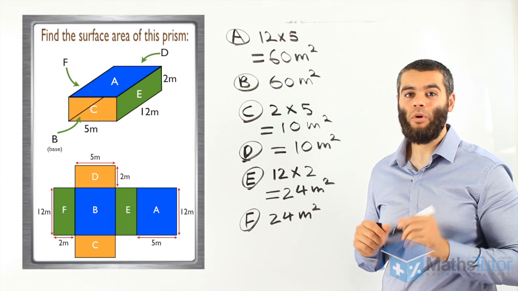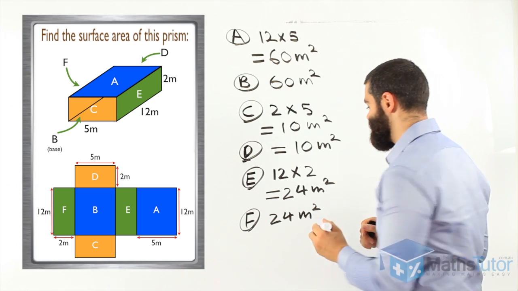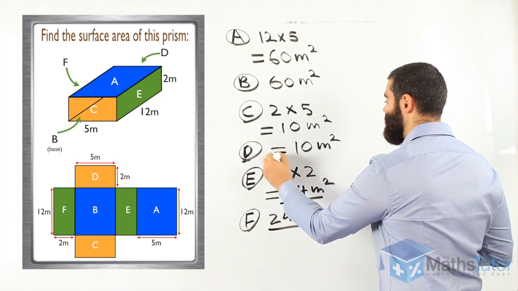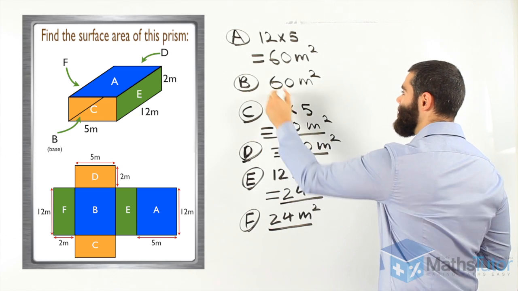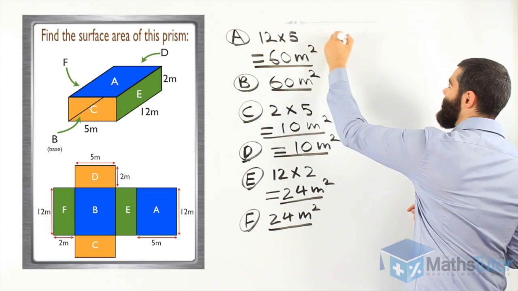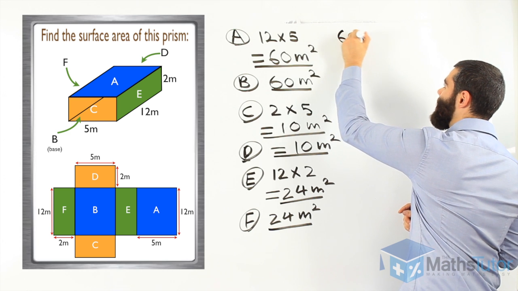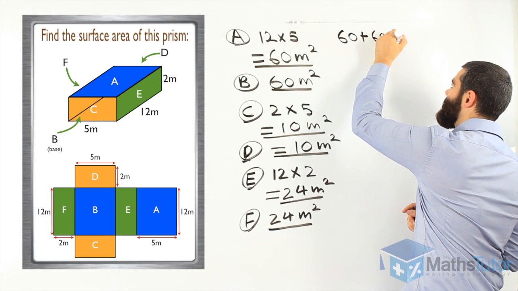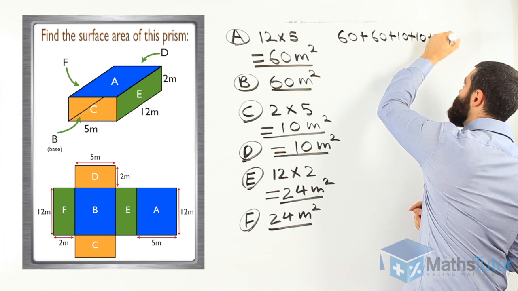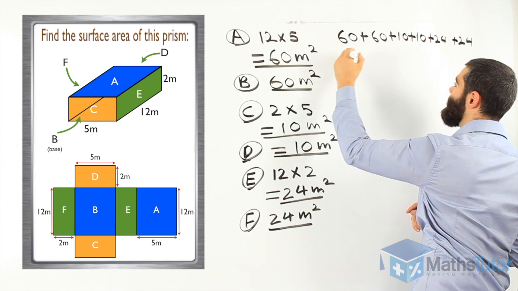Yes, we have. Now what do we do? We add all of them up. We're going to add the 24, the other 24, the 10, the other 10, the 60, and the 60. So we're going to add 60 plus 60 plus 10 plus 10 plus 24 plus 24.